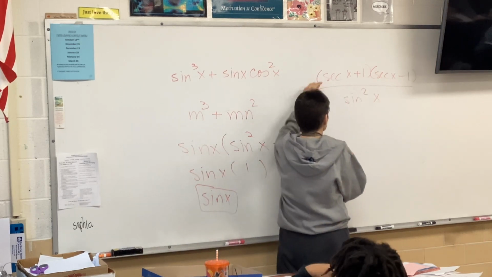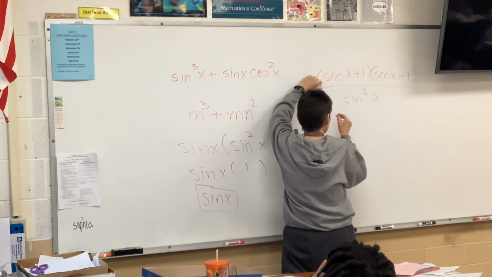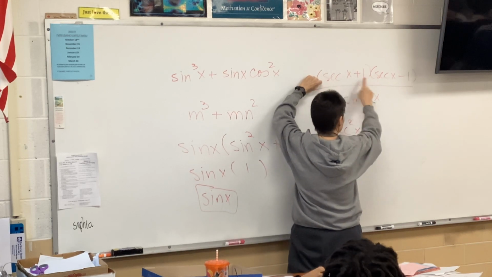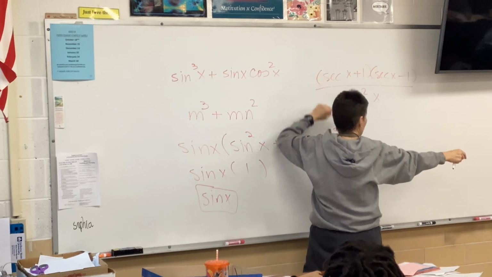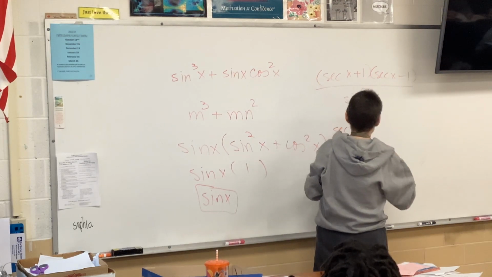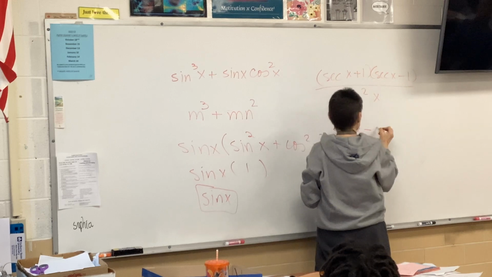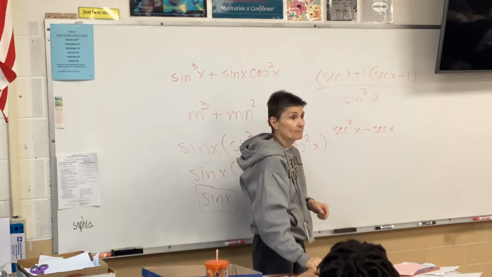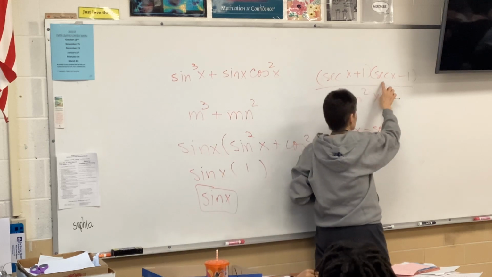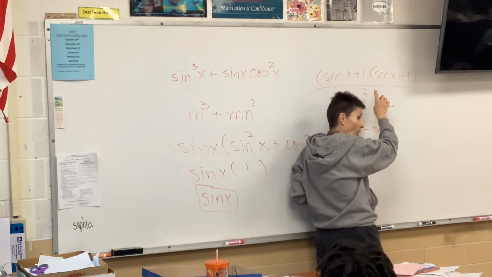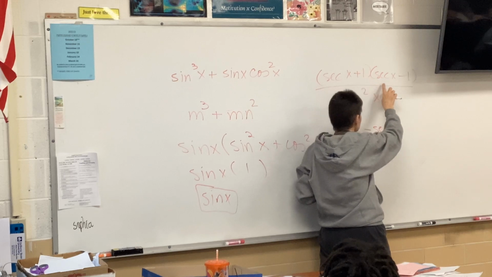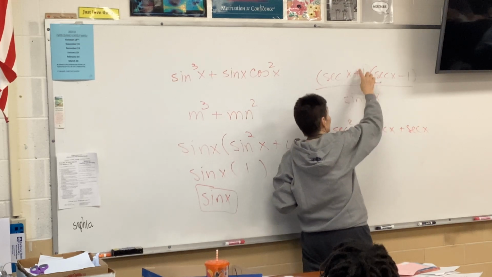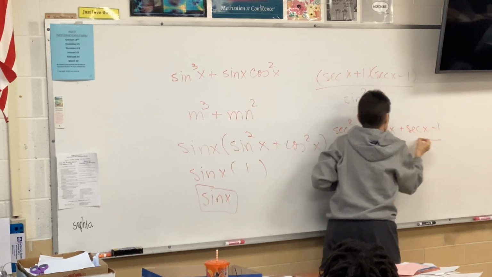We're going to foil. So we have secant squared, because we're doing secant times secant. And then on the outside, we have secant times -1, so negative secant. And then inside, regular FOIL, kids, like you've always done. So inside is positive secant, and my last, -1.